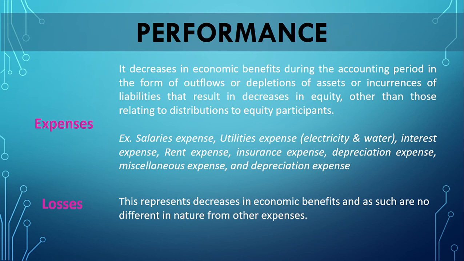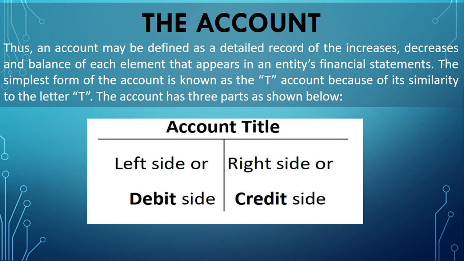Therefore, the business is not having a good performance if we arrived into getting net loss instead of getting net income. Okay, lastly, the last topic of ours is referring to the account. So, when we say account, it may be defined as a detailed record of the increases or decreases in balance of each element that appears in an entity's financial statement. So, the simplest form of the account is known as the T account. Bakit ba siya tinatawag na T account? Kasi if you will try to look at the picture below here, it could be seen that its appearance is the same with letter T. Kaya siya tinawag na T account. Kasi nakalagay siya sa letter T.